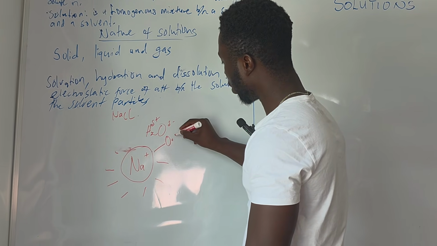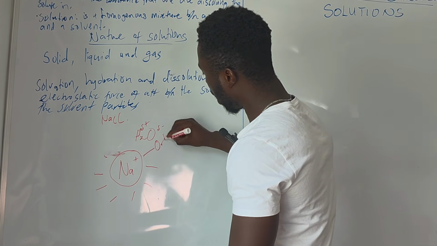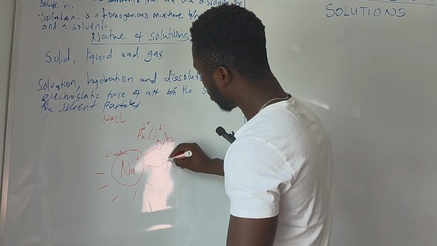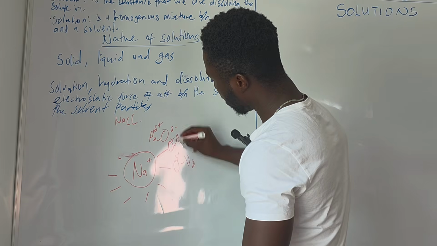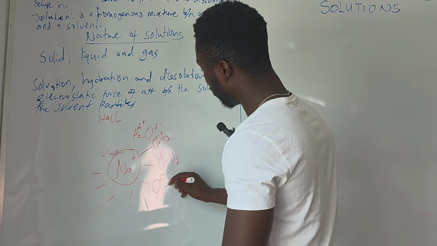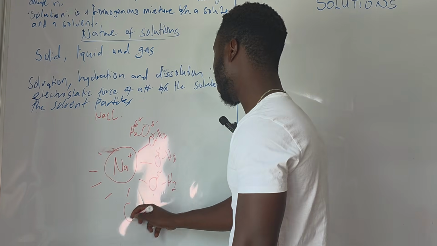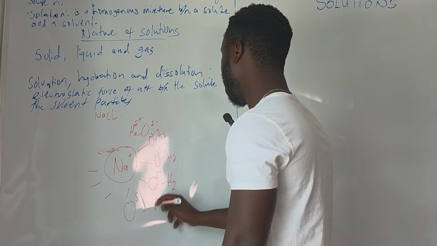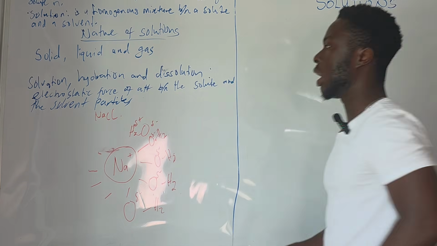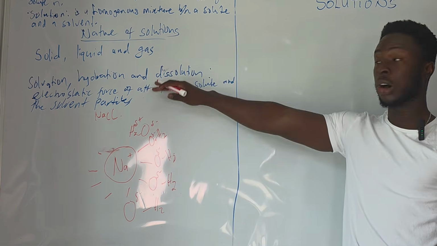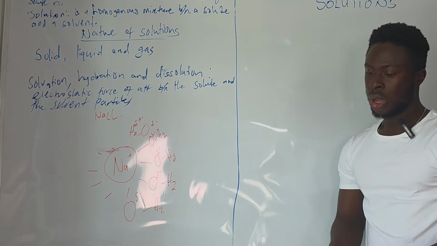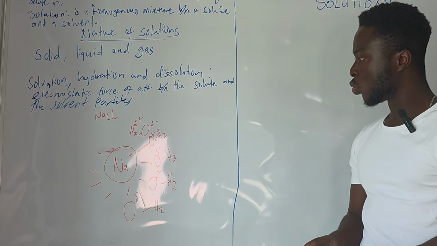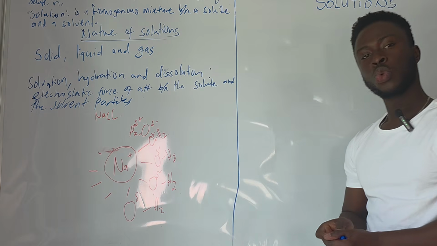Let me do it this way. The sodium ions like this, with partial negative O bonded to H2, just like that, surrounded all in the water. Now, this is called solvation or hydration, or sometimes dissolution. They are all interchangeable.